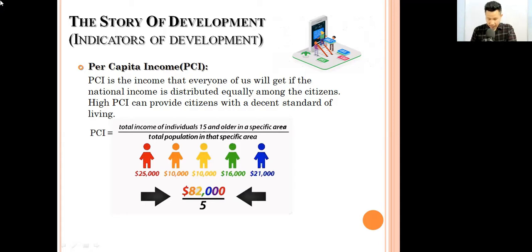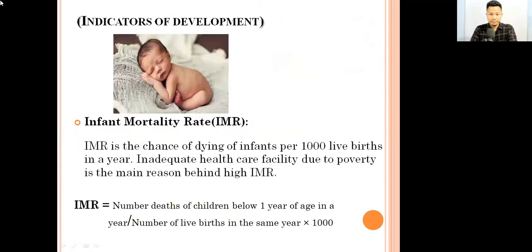So let us go to the next point. As you have seen in the picture in the slide, a small baby, that is an infant. That is the infant mortality rate, in short IMR. We call it IMR, the infant mortality rate. So let us see about this.